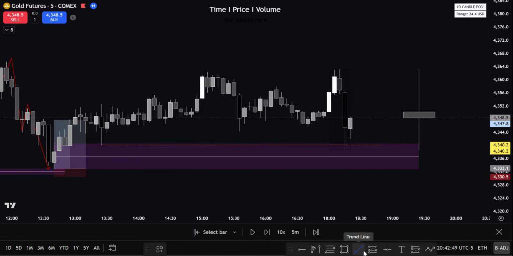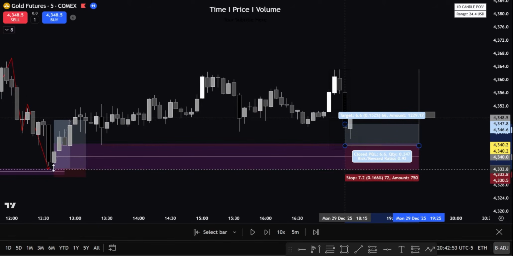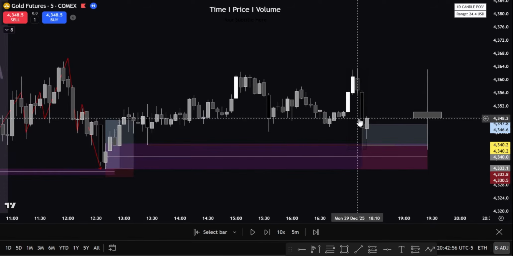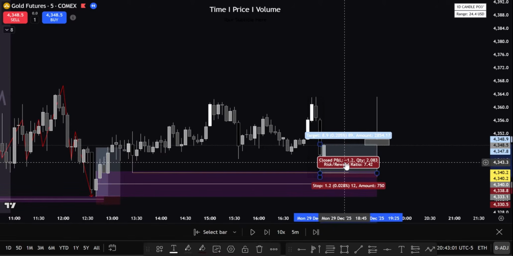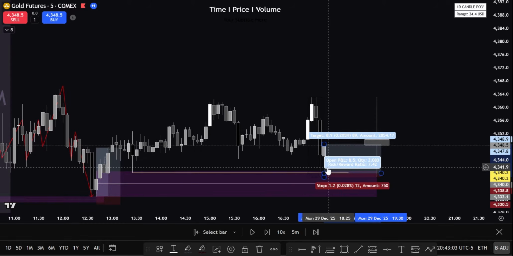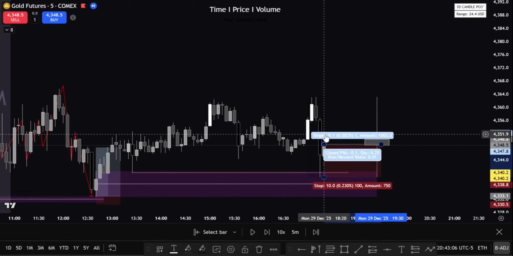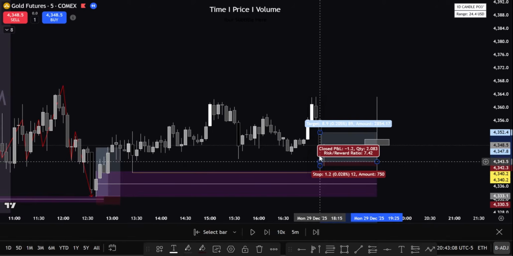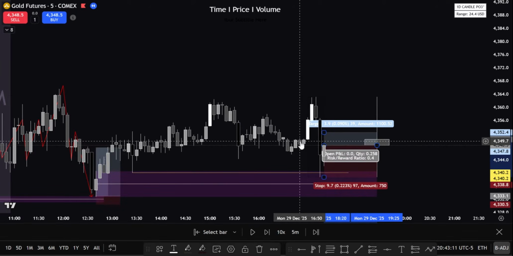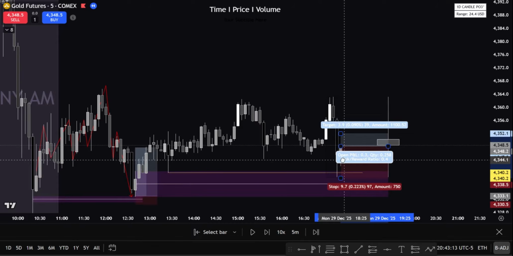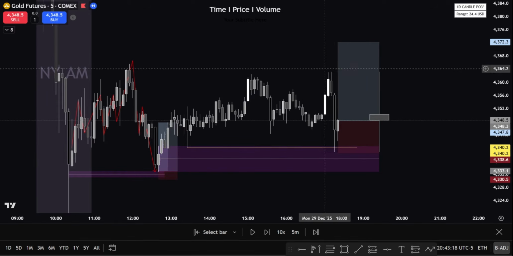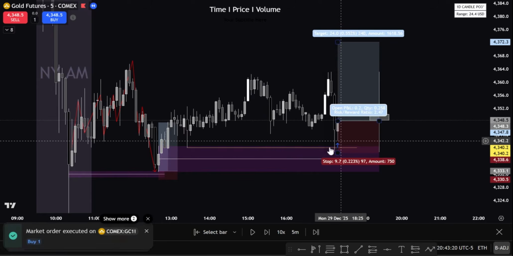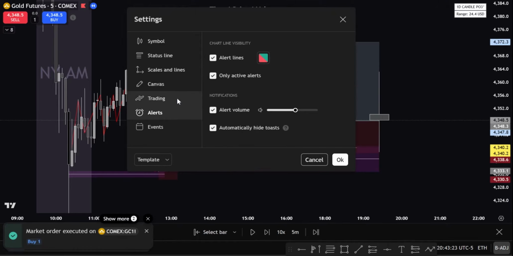So now that price is into the range, into the zone, you could have entered there, or even here, and just wait. Now let's just see what would happen if we did this.